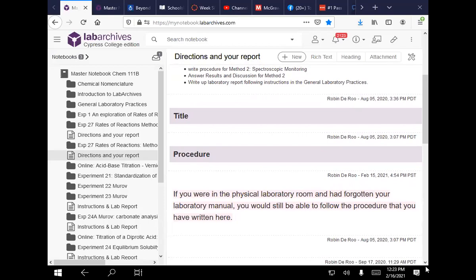This procedure is just what would you have to do. It can be very brief. This many test tubes or this much, follow the table, but you would need to be able to follow this. At some schools, when you take organic chemistry, you're not allowed to open up the lab manual. You have to follow your own procedure.